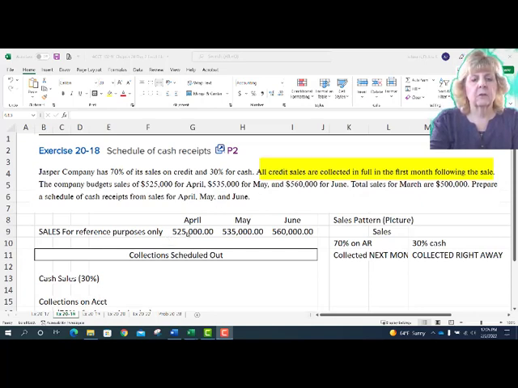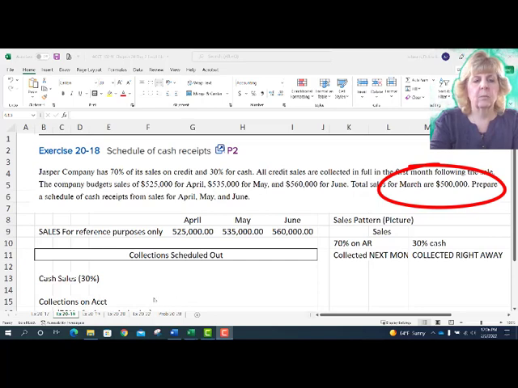And then they give you the sales budget, which I've put up here for informational purposes only. They also told us what the total sales for March were. Now, remember, since we're doing the budgets for April, May, and June, March would come into play. So that 500,000 that was sold in March, 30% of it would have already been collected through the form of cash sales. The other 70% would be coming in the next month, which is April.